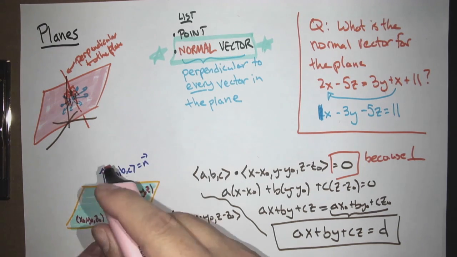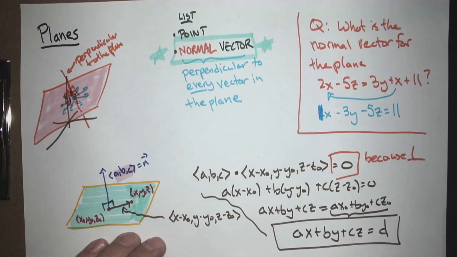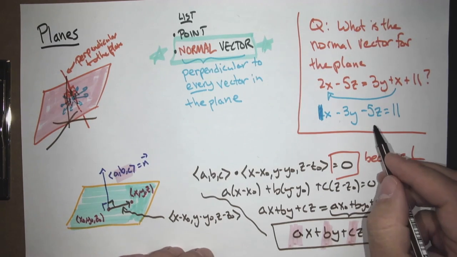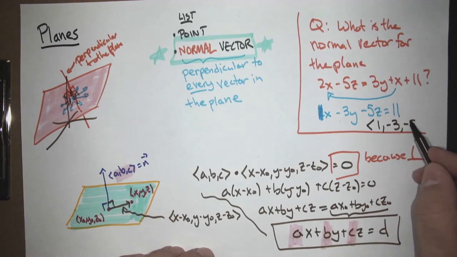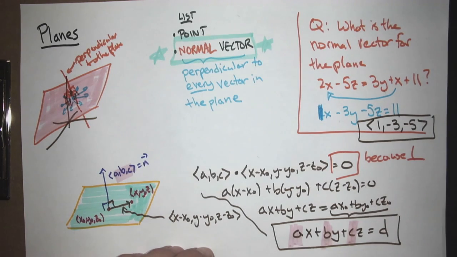Notice our normal vector, A, B, C. Notice here, A, B, C. So what am I looking for? Your coefficients. So, what are my coefficients? 1, negative 3, negative 5. And we're done. So if you have an equation for the plane, you can read off the normal vector once you put it into the right form. So it's good to know.